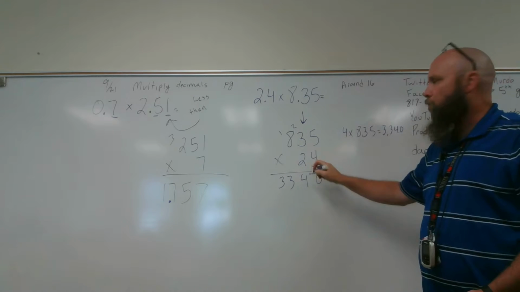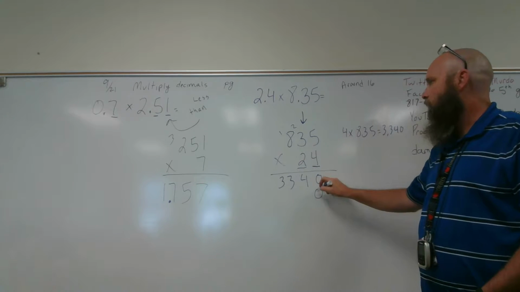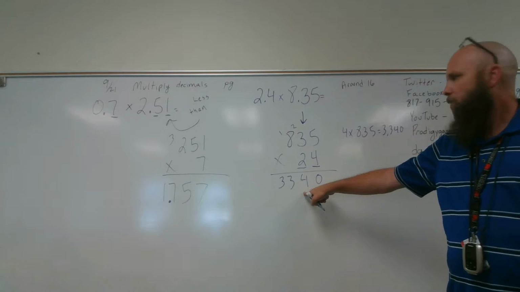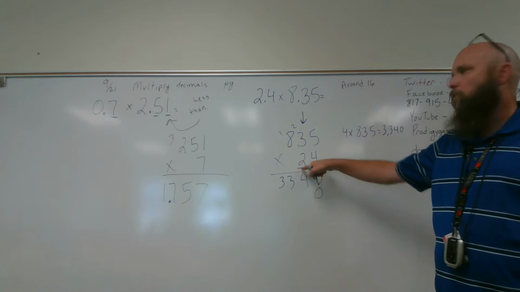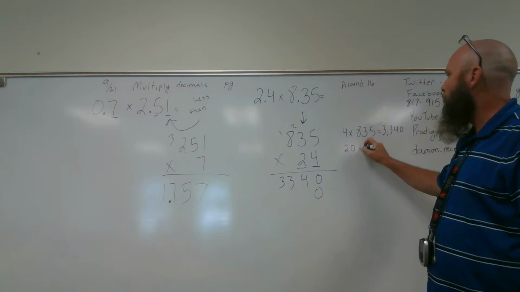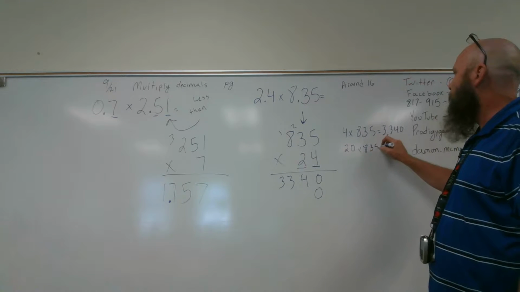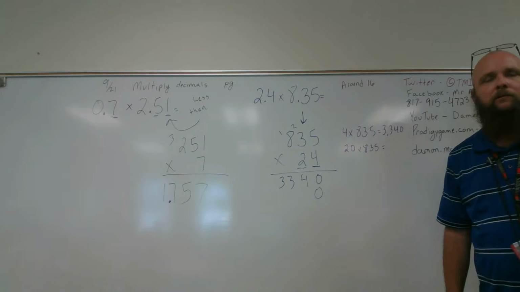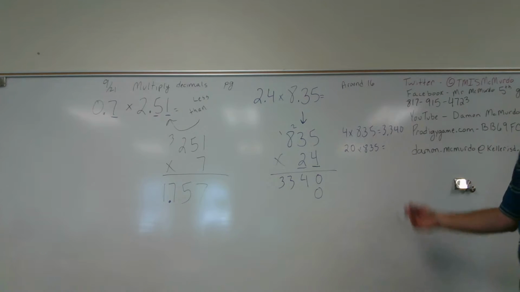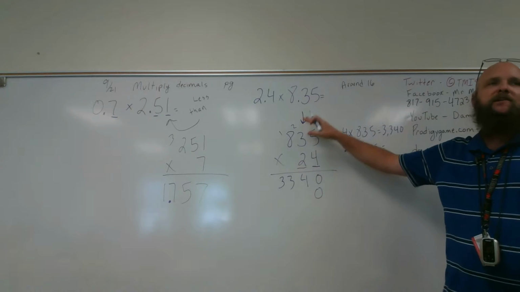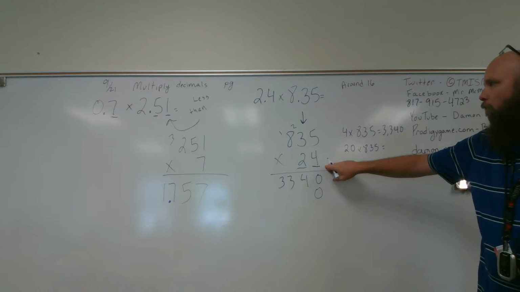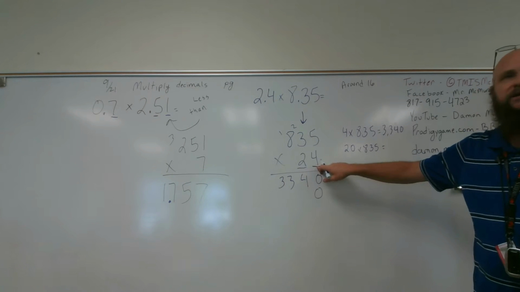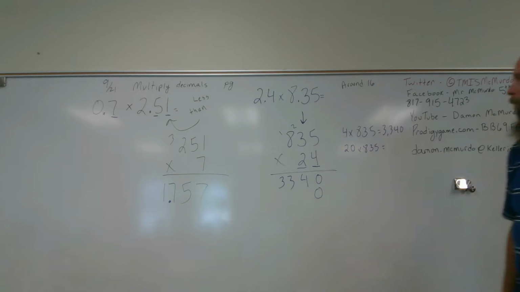Now, this 2 is in the tens place, which means I need to start my numbers in the tens place. So how much is 2 tens? Yeah, 20. So what I'm doing here is I'm multiplying 20 times 835. So if you get stuck and you look at this and you go, oh my goodness, this is so difficult, break it apart. 4 times 835, 20 times 835.